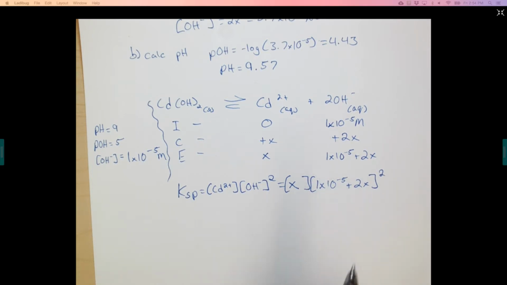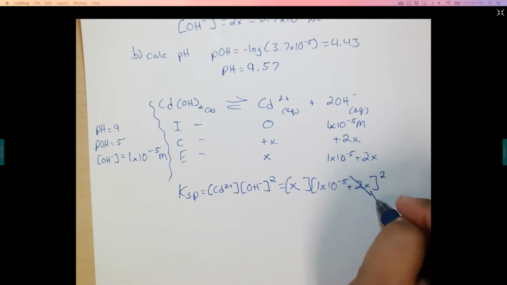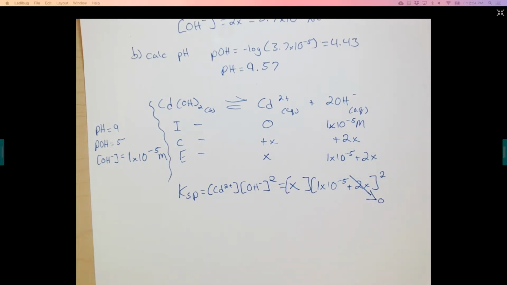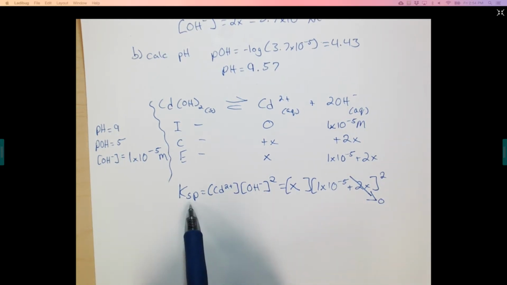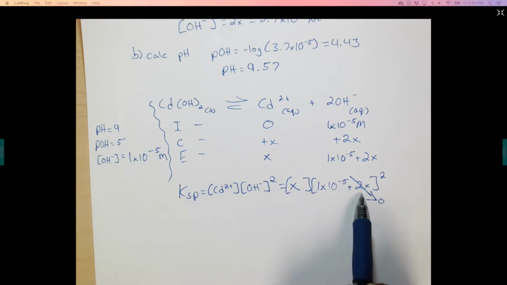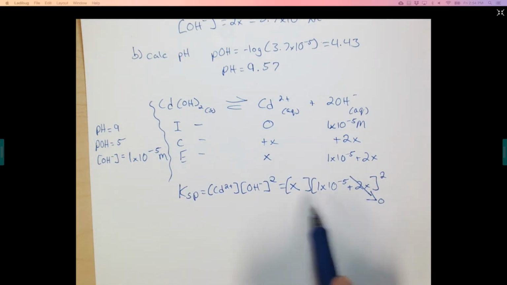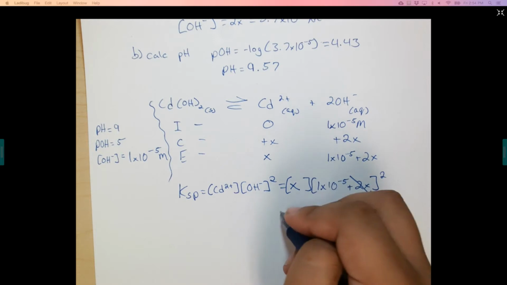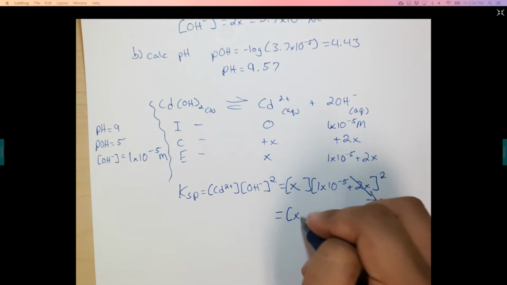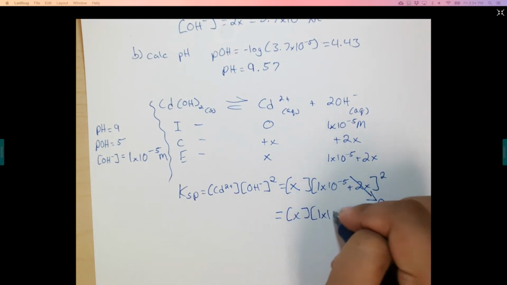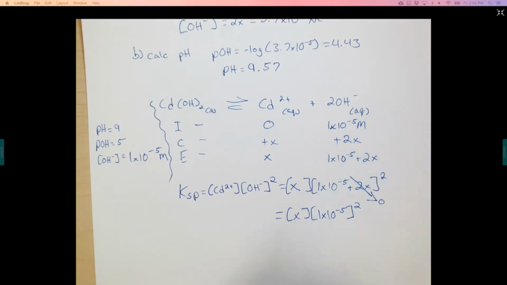But the more important thing to remember is that the 2x term is going towards 0. The reason is that we know the KSP for this is very small, times 10 to the -14. That means the amount of hydroxide dissolved from our solid is so minuscule that it really is not going to impact this value. It's much, much less than 1 times 10 to the -5, which means we can treat this as x times (1 times 10 to the -5) squared.